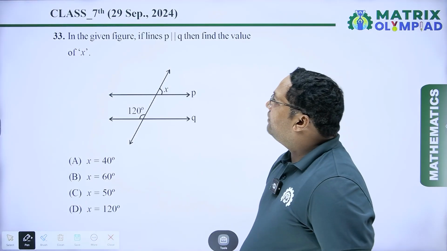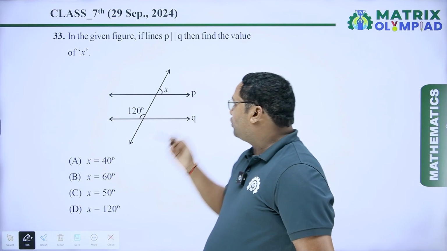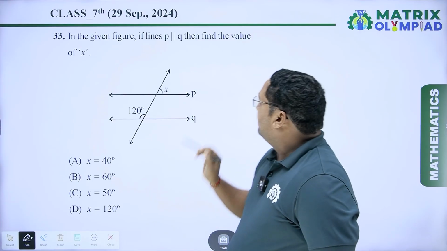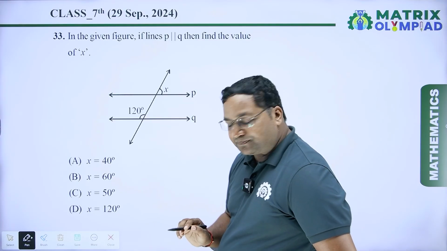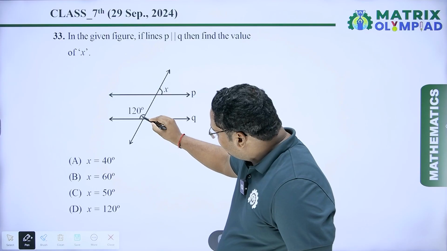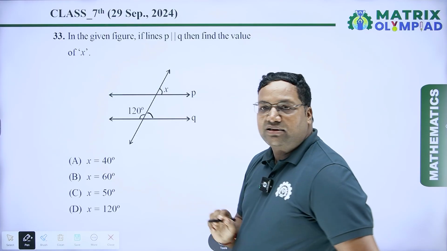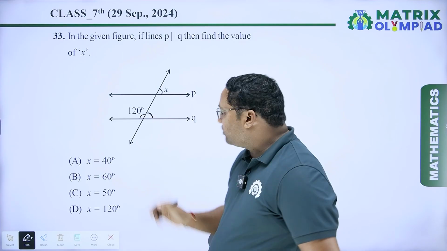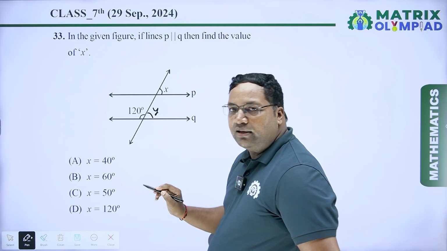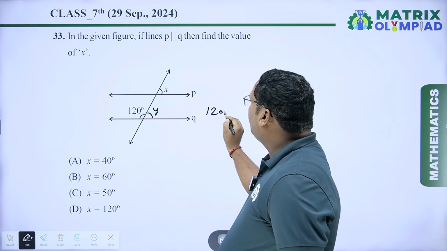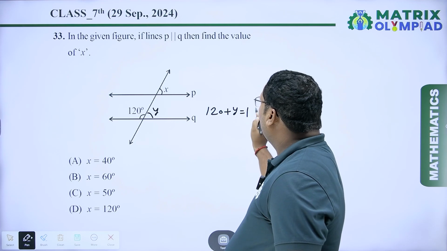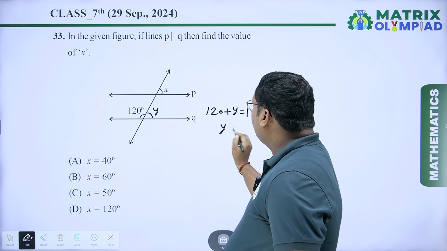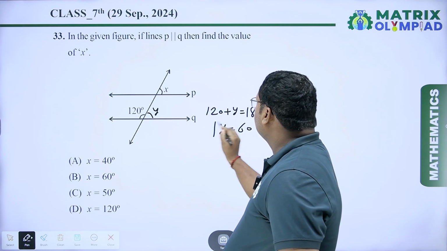So in the given figure, if line P is parallel to line Q, then find the value of x. We know this angle and this angle make a linear pair, and the sum of a linear pair of angles is 180 degrees. So let's assume this angle is y. So 120 plus y is equal to 180 degrees. So we will get y equal to 60 degrees.